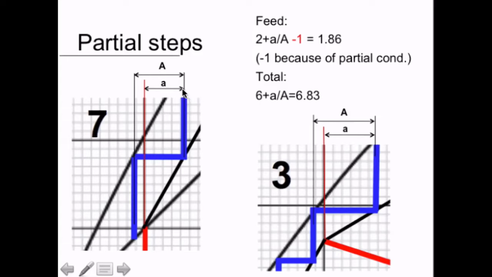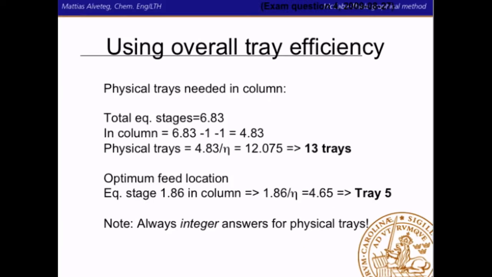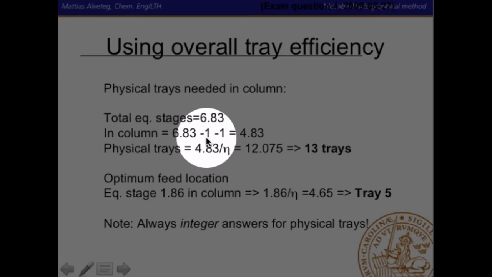We take the distance from this line here to that line here, straight above the intersection with the diagonal. Compare that with the distance from this vertical line here to that vertical line there, and we get 6.83. Now, we wanted to calculate how many physical trays are needed inside the column. And since we have 6.83 equilibrium stages in total, and we have a reboiler and a partial condenser, we get in total 4.83.